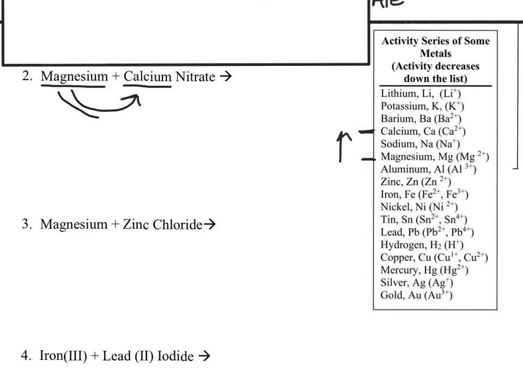So when magnesium comes in to kick out calcium, nothing's going to happen. Calcium is going to block magnesium because calcium is more reactive. So calcium will not get kicked out and magnesium will not replace it, and we're going to say there's no reaction taking place there. To write that, you could just write no reaction, or RXN for short for reaction.